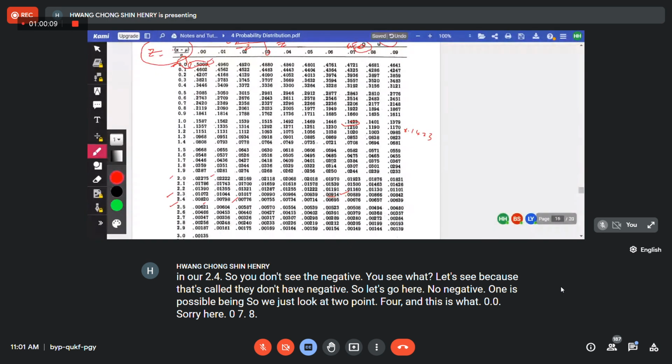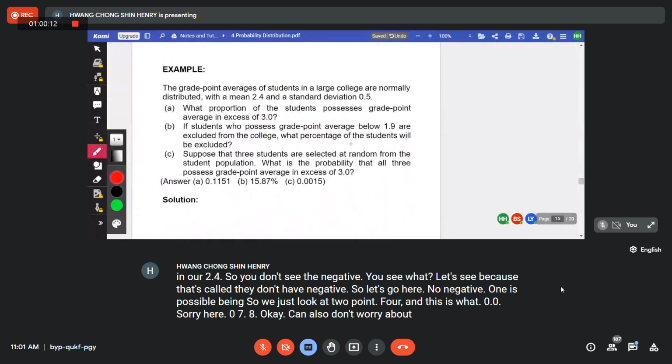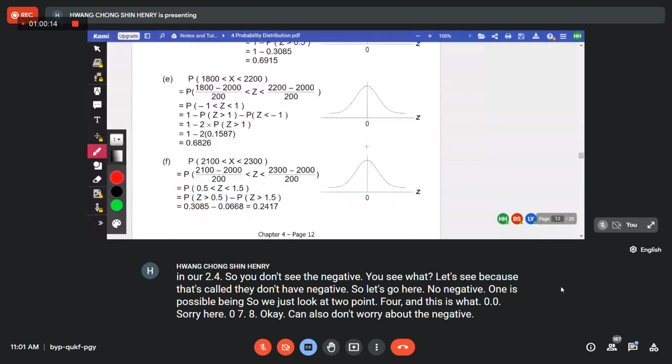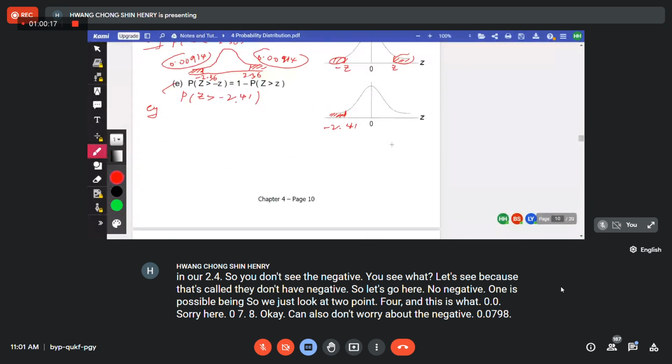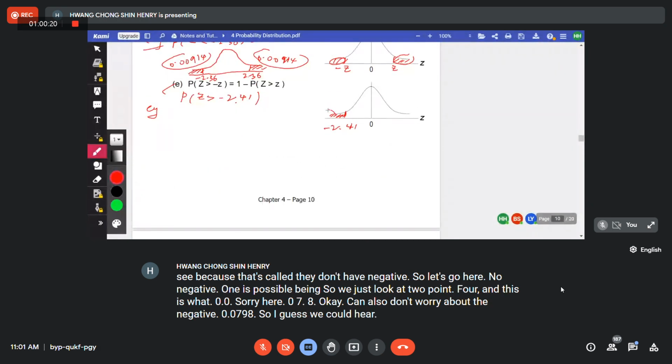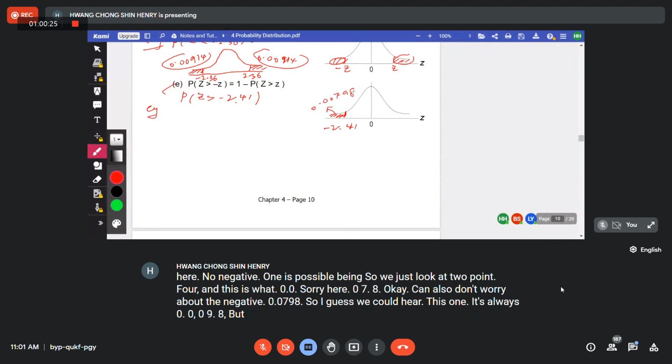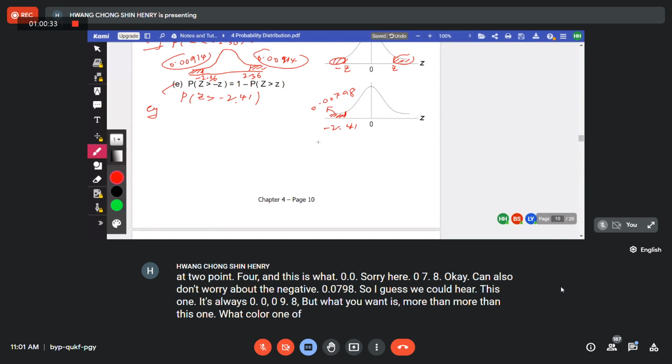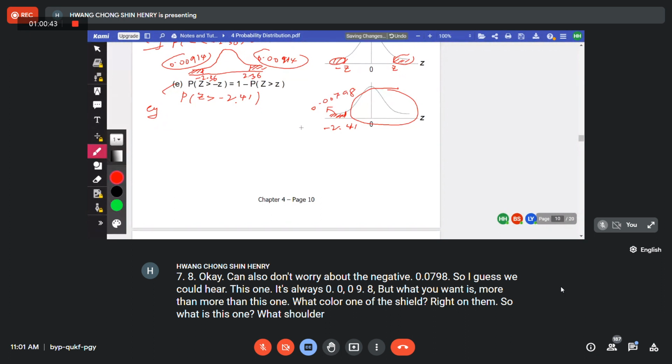0.00798. Okay? So don't worry about the negative. 0.00798. So I just repeat here. This one, 0.00798. But what you want is more than. More than means what? The white color one or the shaded one? White color one, right? More than one. So what we want is this one. Not the shaded. Shaded is given by the table. So we have to take one.